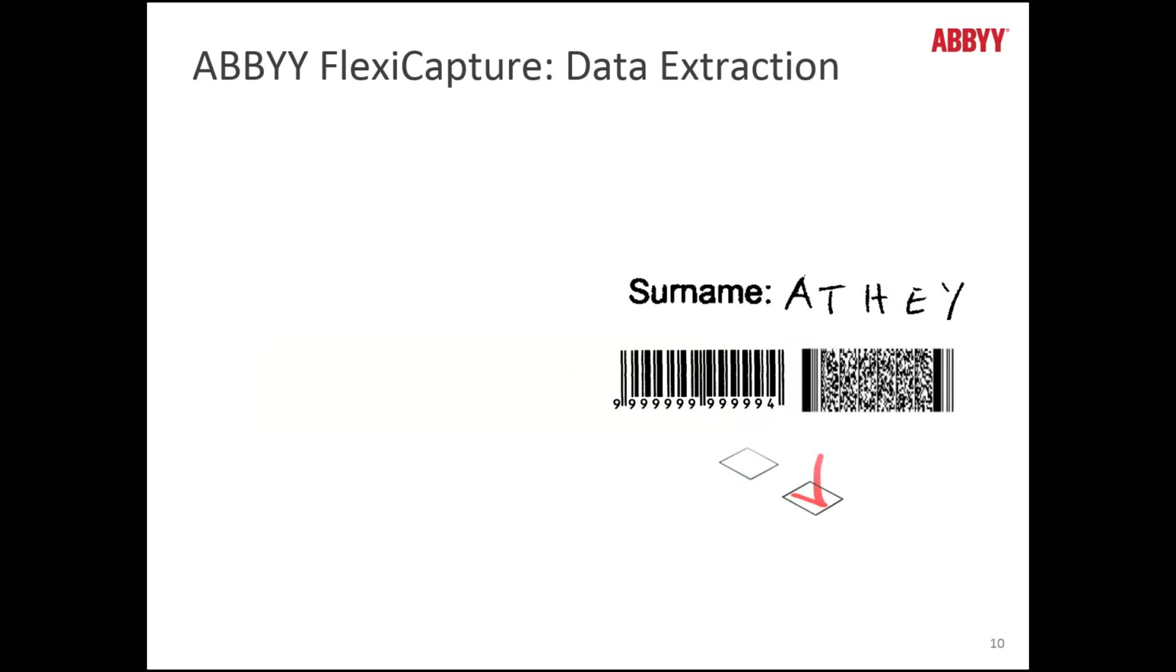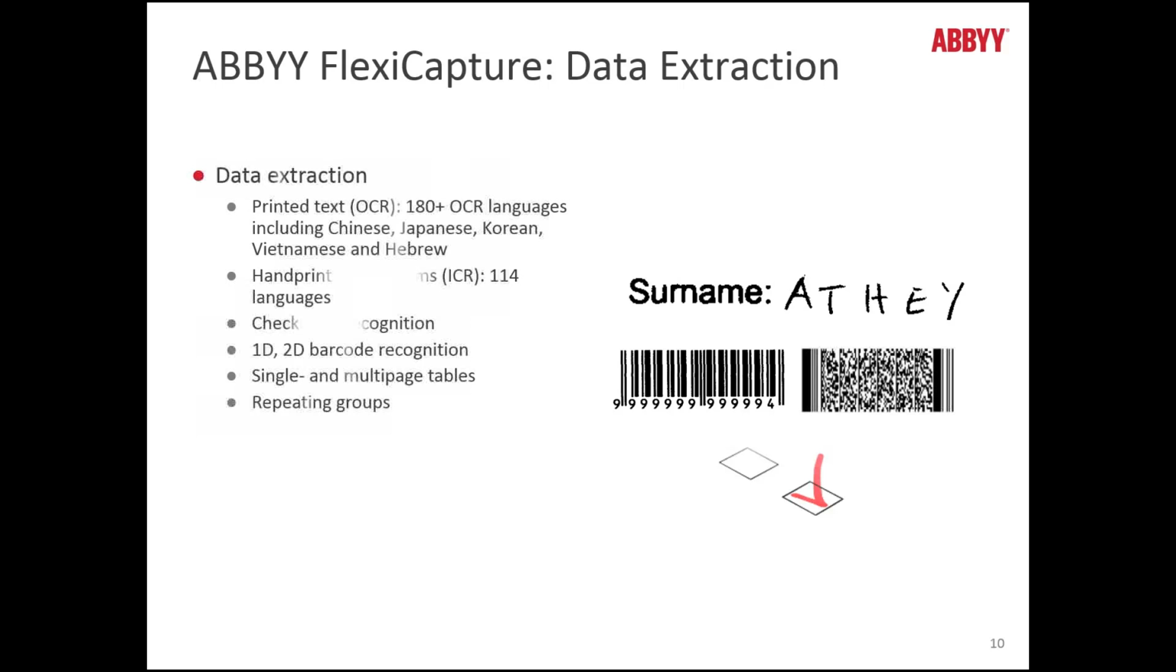So let's talk a little about the data types that are able to be pulled from these documents as we're reading them. So we have printed text. If you have the need, there are multiple languages. Being that it is an international company, over 180 languages are supported. We can also do handwriting, handprint, which is very important for a lot of the forms that come in, check mark recognition, barcodes. We can do multiple tables, grab all the data from the tables and keep that data organized from that table and make the corresponding correlations, and then also repeating groups.